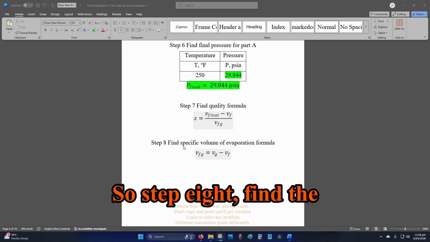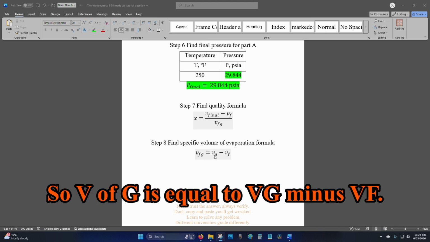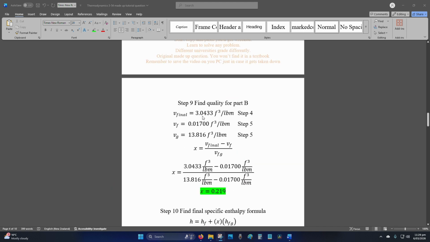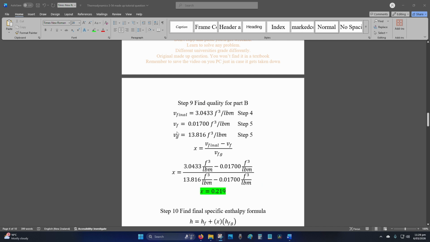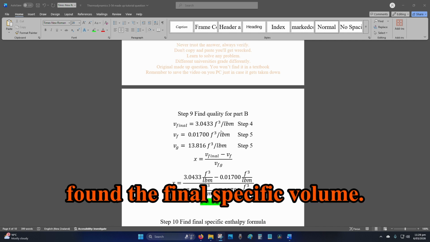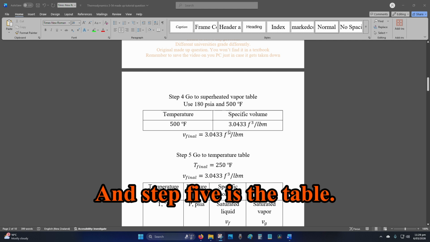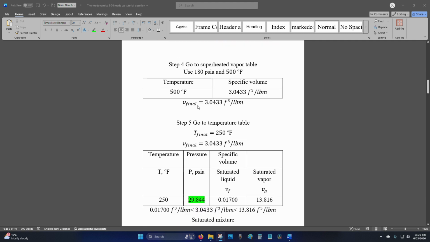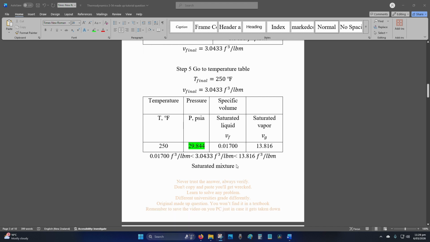So step 8, find the specific volume of evaporation. So vfg is equal to vg minus vf. Step 9, find the quality for part B. So step 4 is where we found the final specific volume, and step 5 is the table. As you can see, step 4, step 5, here it is.